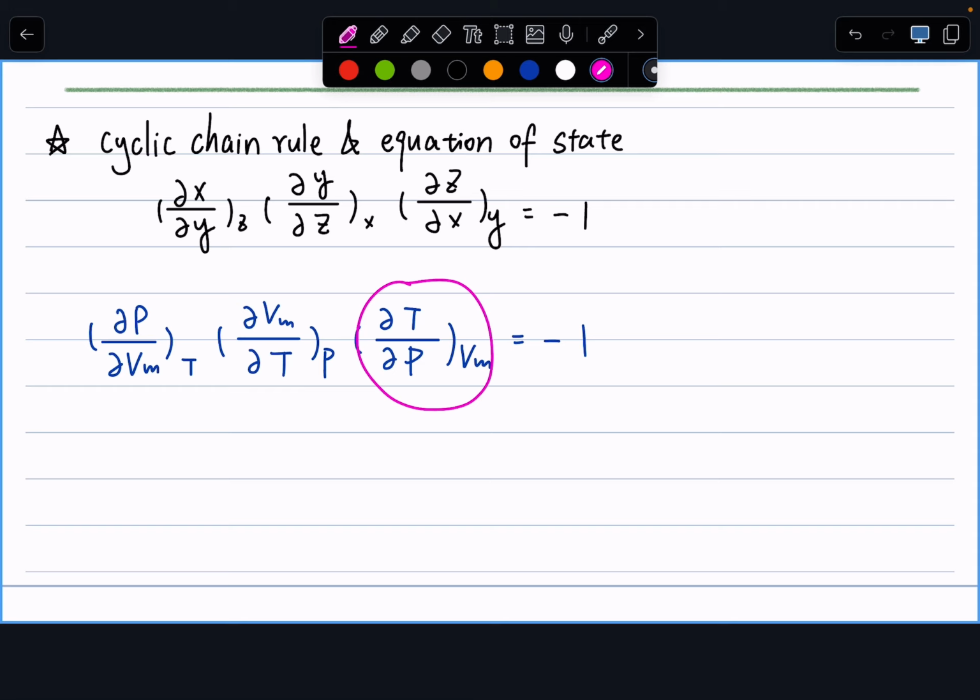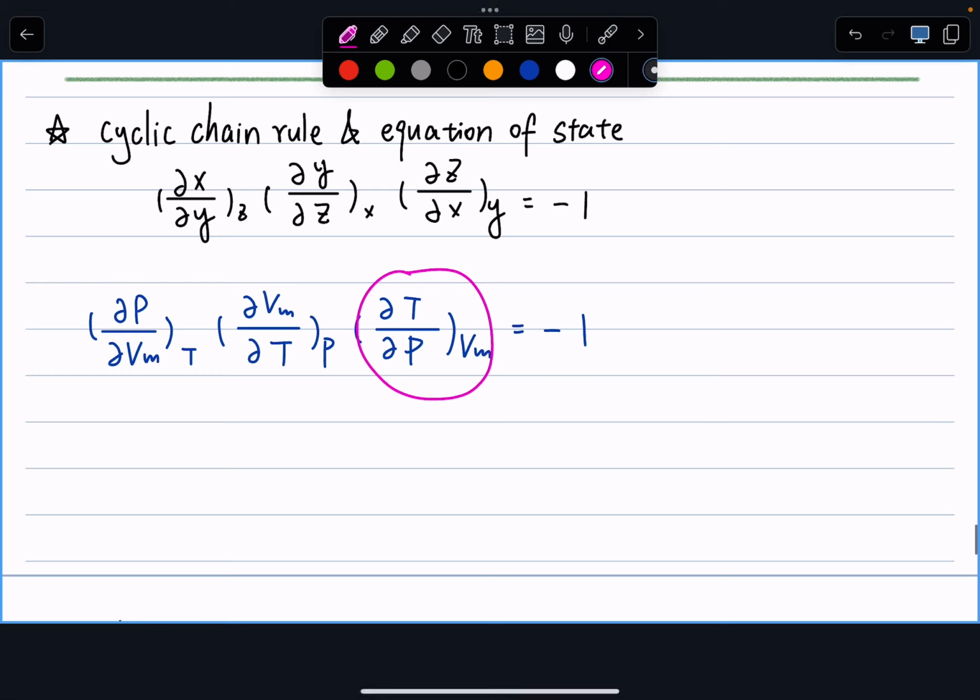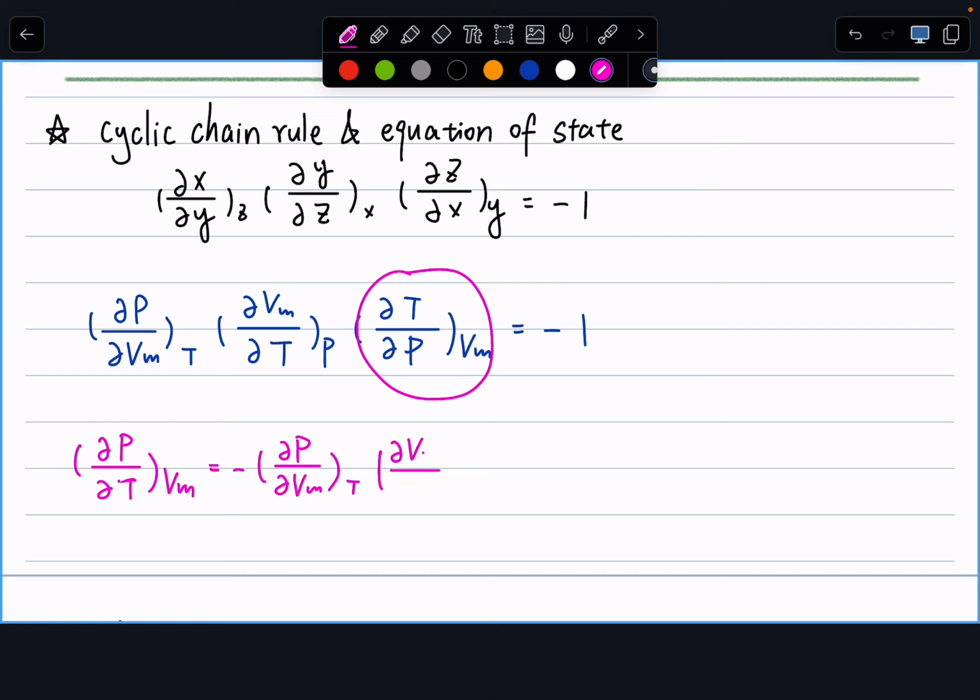We can write this one out. We're just moving this term to the right-hand side. What we have is the partial derivative of P over T at constant Vm, so basically moving that to the right-hand side and taking the negative back to the left. This equals negative partial derivative of P over Vm at constant T times the partial derivative of Vm over T at constant P.